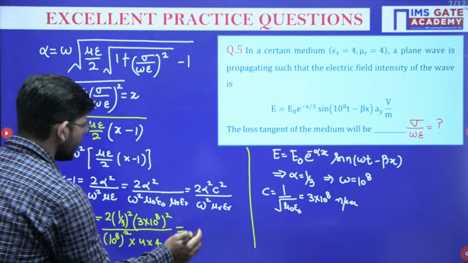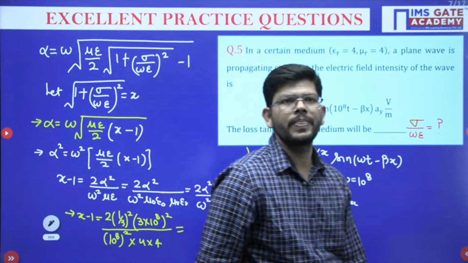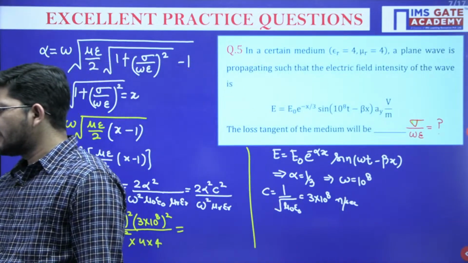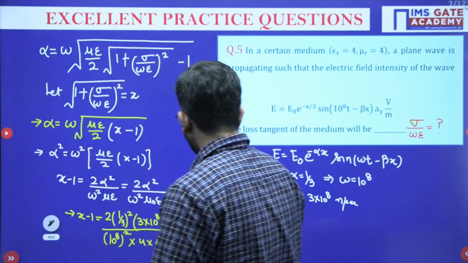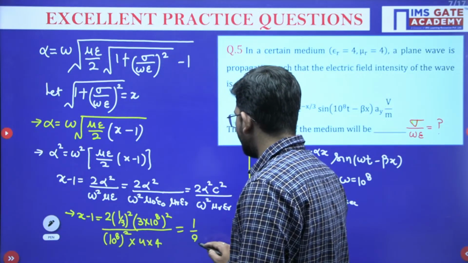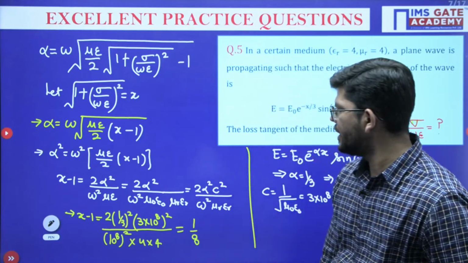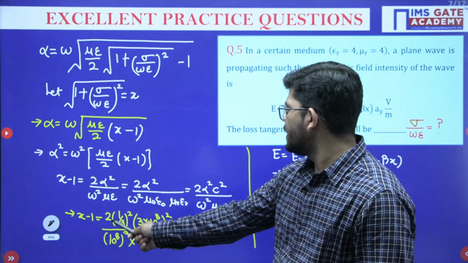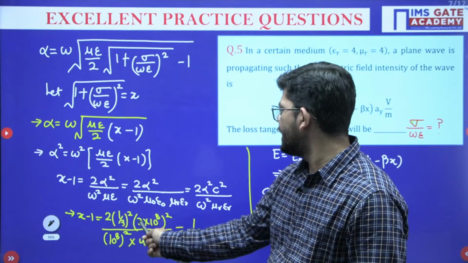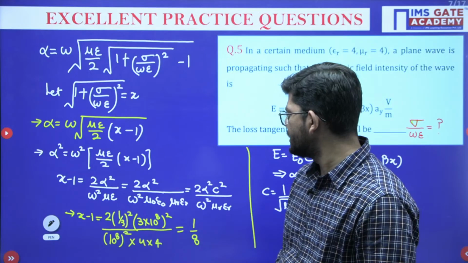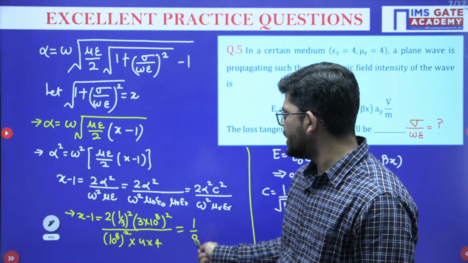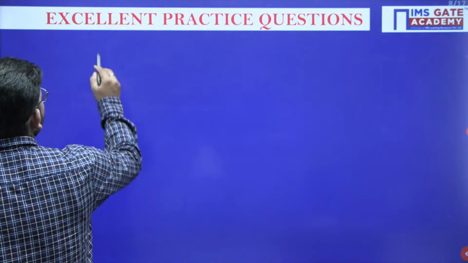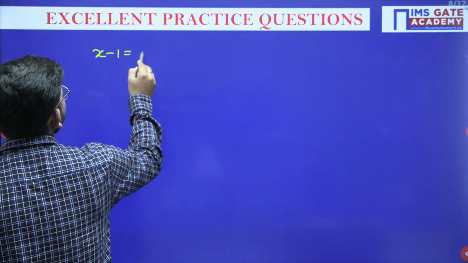After solving this equation, what will be the value of x minus 1? Once you solve this equation, you will get the value of x minus 1, and that value will be 1 by 8. 10 to the power 8 square will get cancelled. We are getting 1 by 9, and the 9 will get cancelled. We are getting 2 upon 16, that is 1 by 8 here. So x minus 1 that we have obtained is 1 by 8.